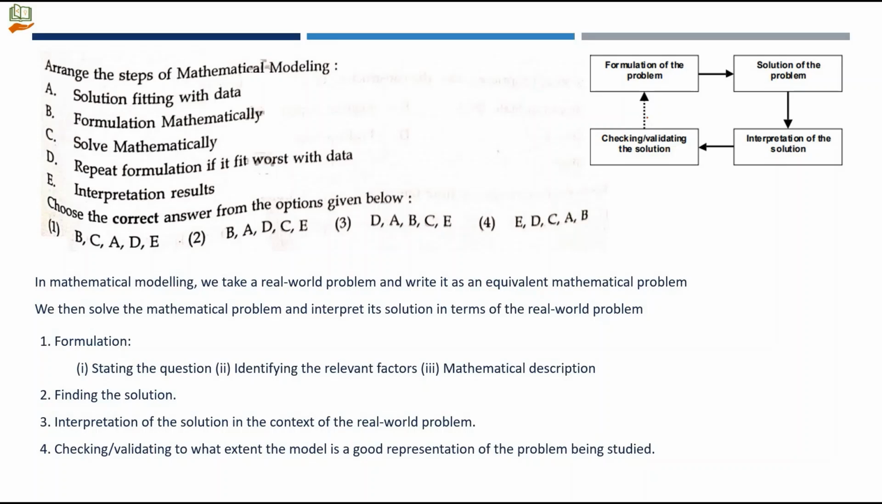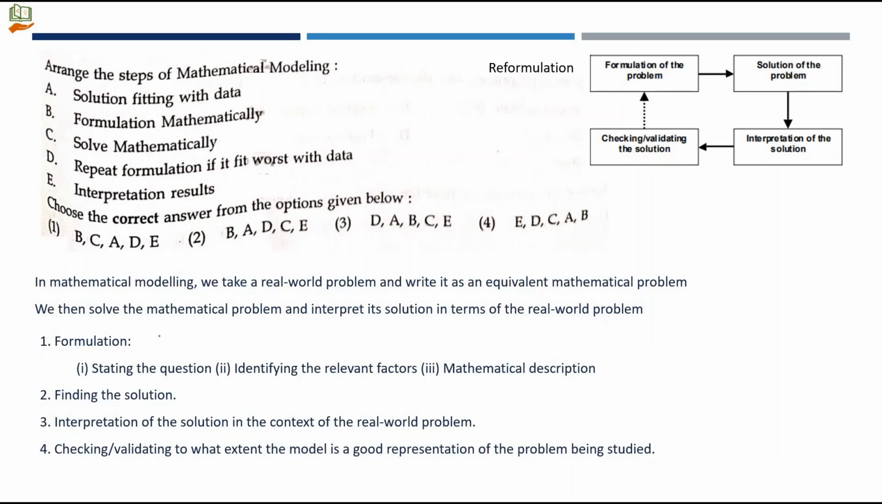Once this step is over, where we have marked the arrow, it is again going to formulation of the problem. So if you are not satisfied with the solution, or if we find the model is not a good representation of the problem, then we have to go for reformulation. These are the steps given. Now we will arrange it in order.